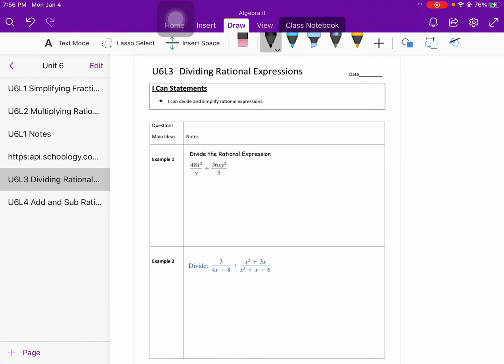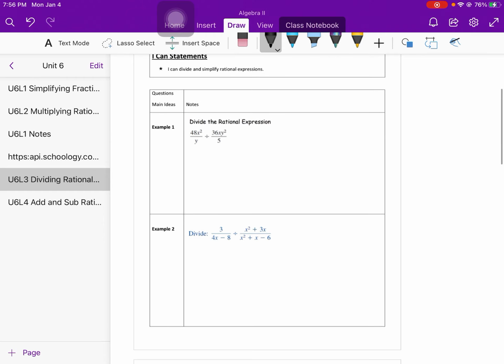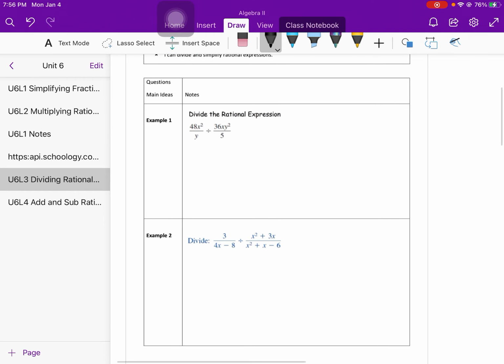Hey guys, welcome to Unit 6, Lesson 3, which is dividing rational expressions. This one is going to look very similar to the multiplication. You just have to remember how you divide fractions. And the trick for that is you turn it into multiplication.